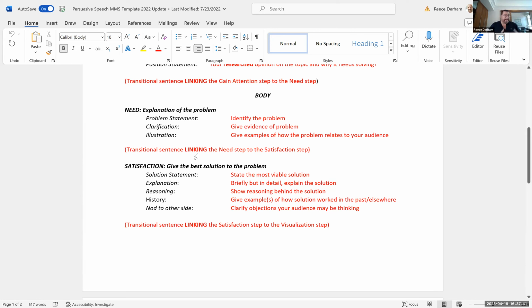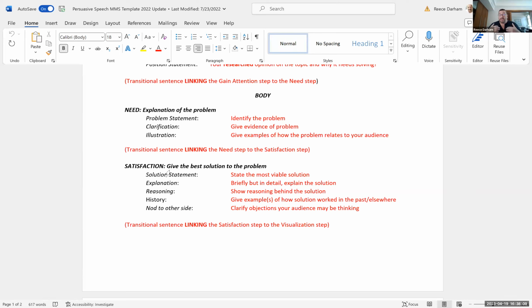So here you would say, we've clearly identified that mass shooting is a problem. So let's now look at a viable solution. Boom. See how you've now transitioned from one to the next. It's very clear for your audience, where you're basically taking the hand of your audience and you're grabbing it and you're putting them now on this new path, which is the satisfaction path. And this way your audience will keep up with you, the speaker.